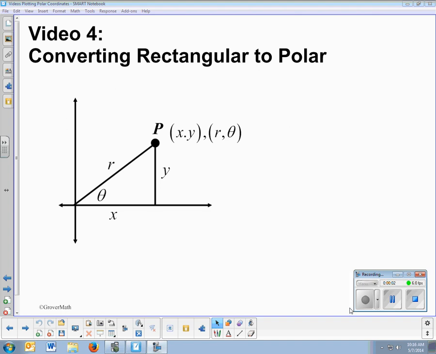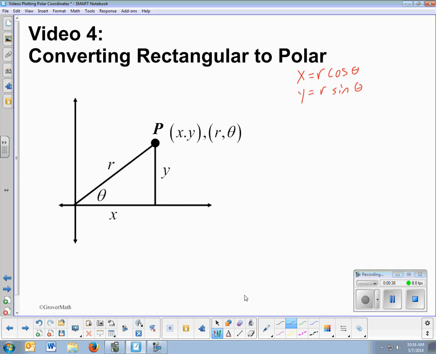Welcome to video 4, converting rectangular to polar coordinates. In the previous video, video 3, we went the other way. We converted polar to rectangular. And the way we did that was we realized that if we had r and theta, we could get x and y by using the equations x equals r cos theta and y equals r sine theta.